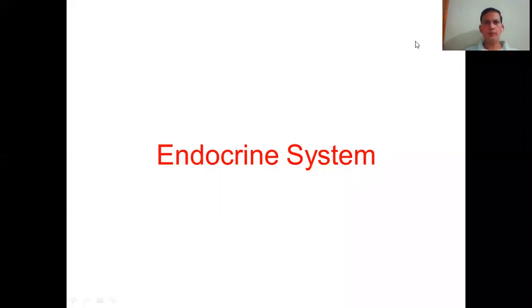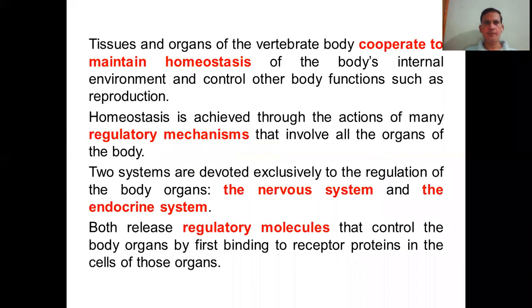So after talking about the cardiovascular system, I will be moving to the endocrine system. Tissues and organs of the vertebrate body operate to maintain homeostasis of the body's internal environment and control other body functions such as reproduction. So in all, it's all about maintenance of homeostasis.